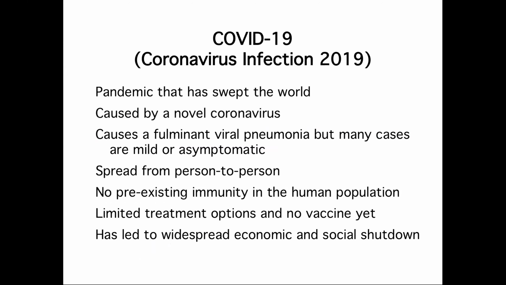This is an outline that we had last time, which hasn't really changed. This is a pandemic caused by a novel coronavirus, and it presents mainly as a pneumonia, but we're learning that many cases are mild or asymptomatic, and the spread is from person to person. And the reason we're having this pandemic is that there's no pre-existing immunity in the human population. We have some treatments that are being tested, but nothing definitive, and we don't have a vaccine. So that puts us in a tough spot.